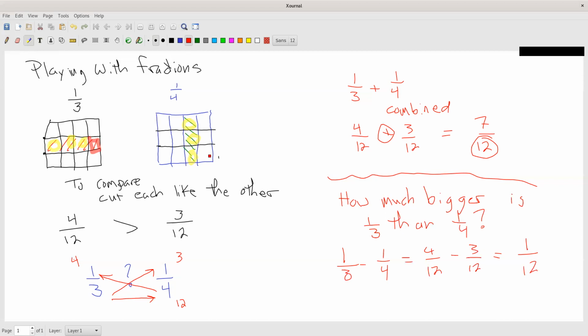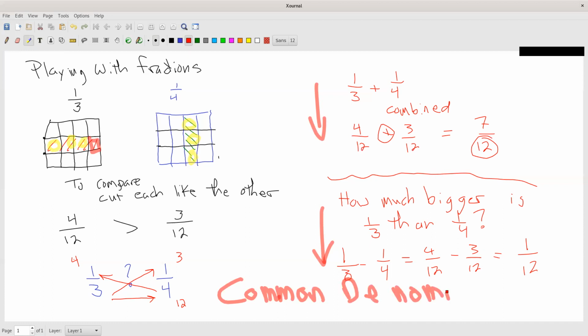So these pictures stemming from what it means to be a fraction basically tell us how we have to add and how we have to subtract. And the bottom line is you've got to have a common denominator. Otherwise, can't do it. Big question now is, how do we find common denominators? Coming soon.